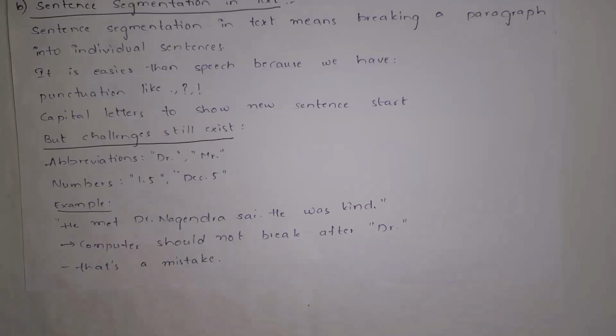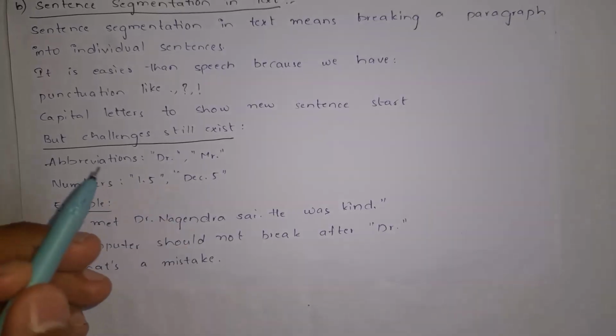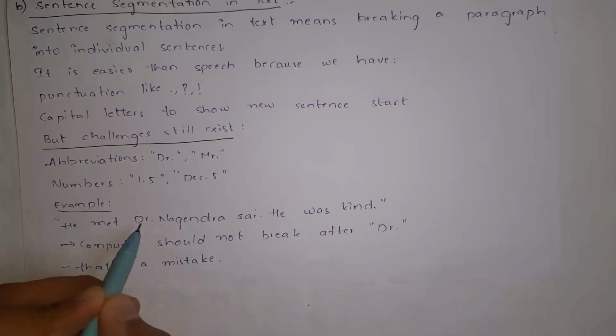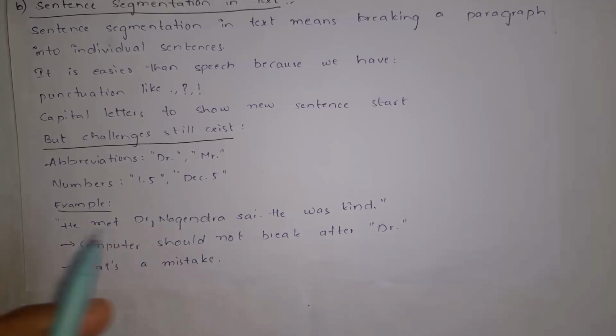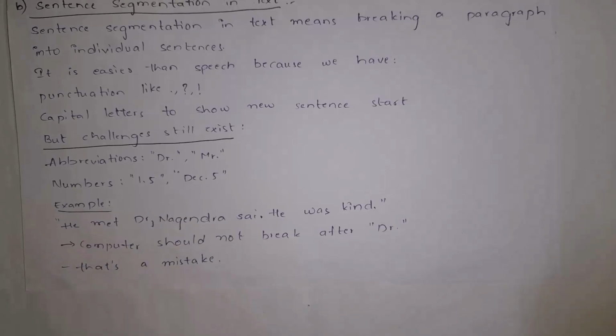But there are some problems in text segmentation. That is, abbreviations like Dr., Mr. and numbers like 1.5, December 5. These full stops are not the end of sentences. For example, I'll give text to the NLP model like: I met Dr. Nagendra Sai. He was kind. The full stop after Dr. is not the end of the sentence. So the NLP model will generate output like: I met Dr. Nagendra Sai. This is one sentence. He was kind. This is the other sentence. This is the output. So the NLP model must not break after Dr. That is a mistake.